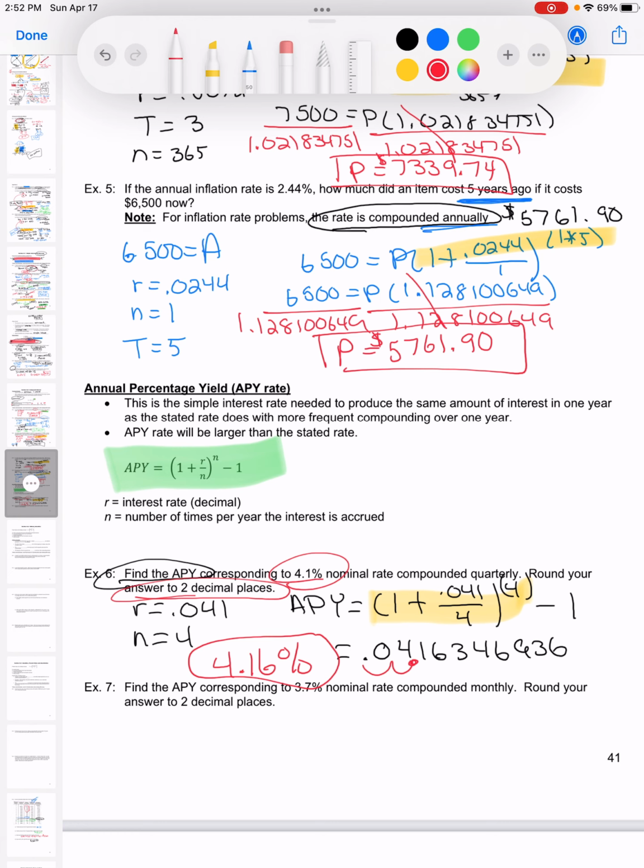All right, I'm going to let you give example 7 a try. So hit pause, give that one a try to make sure that you can set it up. All right, coming back from that pause, I'm going to plug in the interest rate that I'm given, and we're compounding monthly, so that's going to be 12. I'm going to type that in my calculator. And it's going to give me the decimal version.